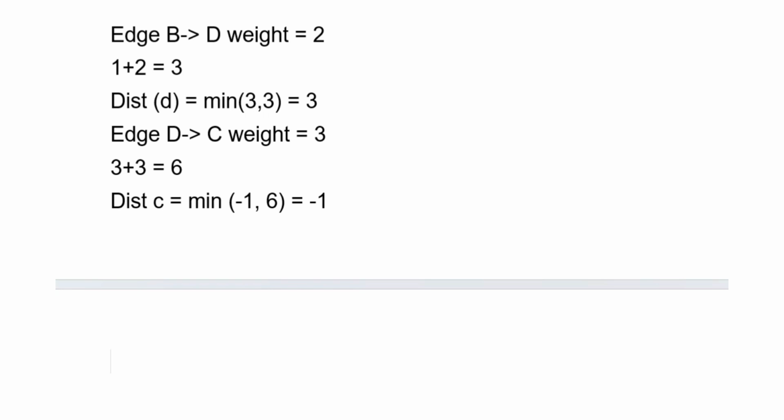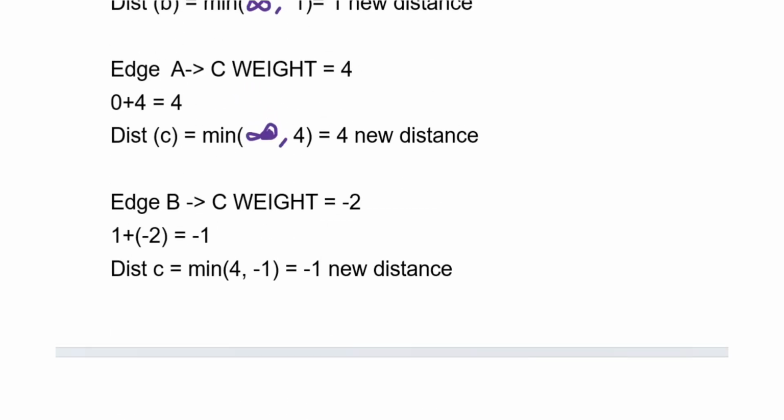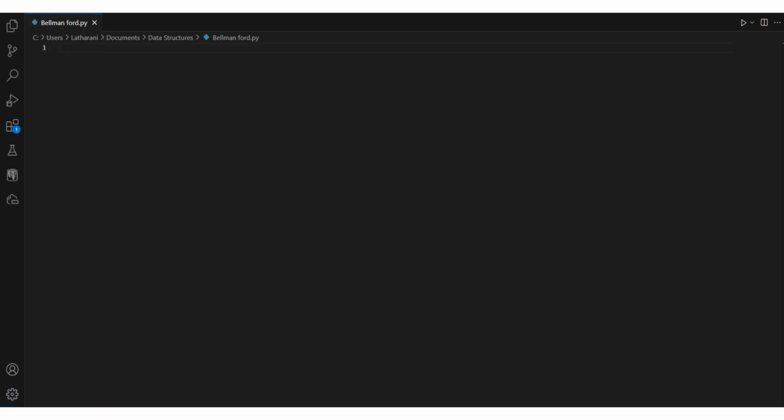Next, we move on to the implementation using the Python programming language. Start by initializing a dictionary, dist, where the keys are the vertices from 0 to V minus 1 and the values are initially set to float infinity, except for the starting node, which is set to 0. This step ensures that the source node starts with a distance of 0 and all other nodes start with infinity distance.